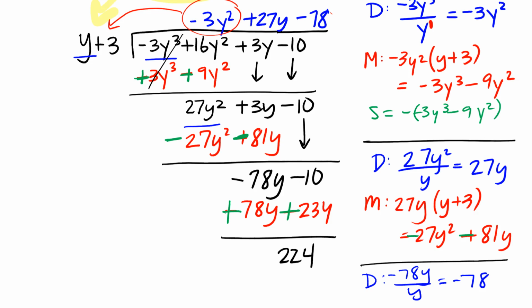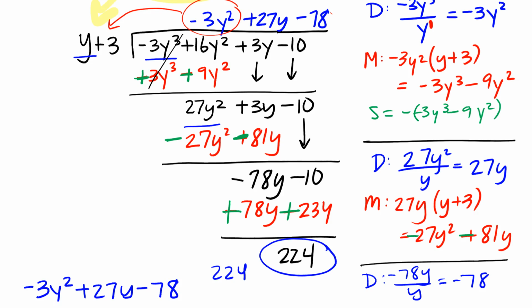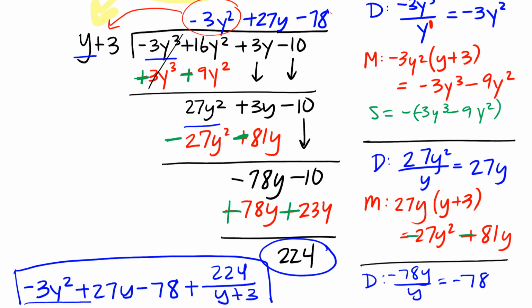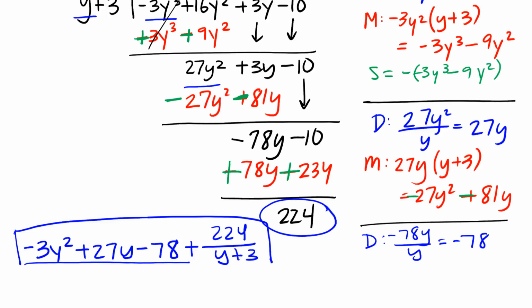So our final answer, well, it's all this stuff up top. So we have our negative 3y squared plus 27y minus 78. And then we did have a remainder, 224, all over the thing we were dividing by. We need a plus sign between those. So this is our final answer for my incorrect long division. If you want another one of those, try doing it with the right numbers.